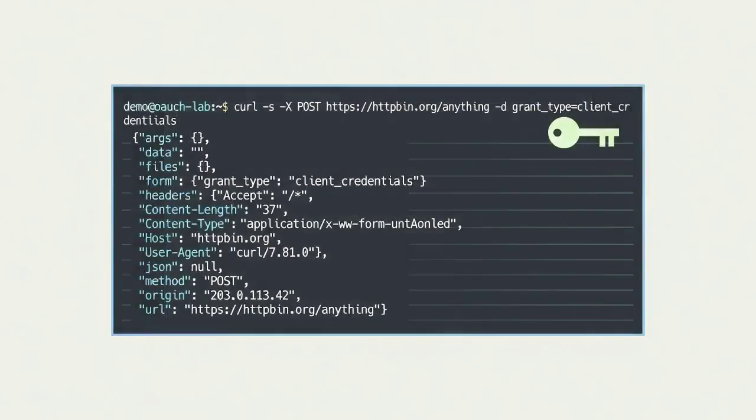This post to httpbin.org/anything mirrors the token endpoint call in a real OAuth client credentials grant. The anything endpoint echoes back our request, so we see the grant_type parameter, client_credentials, parsed and returned as JSON.